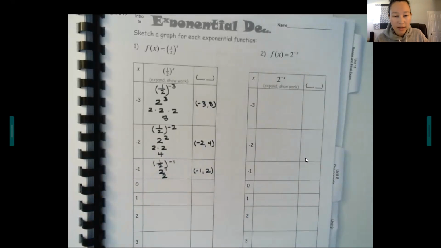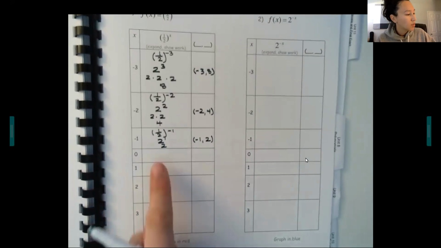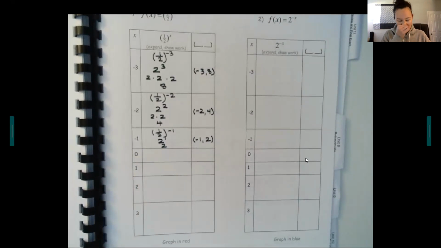Okay, go ahead and try to complete the rest of the table on your own. Just plug in the x value and then write your point.